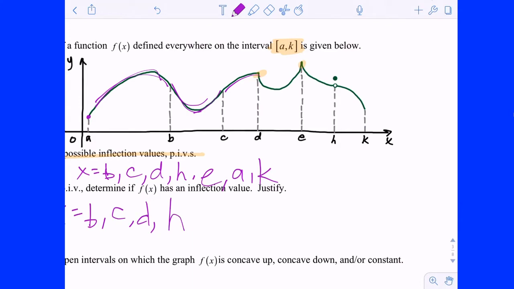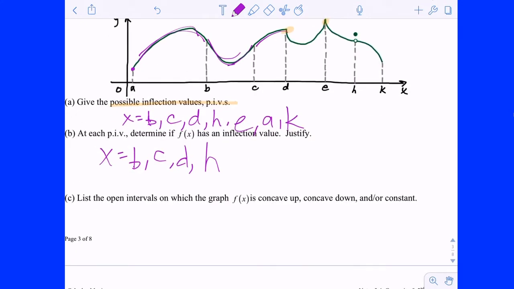Believe it or not, yeah. I mean, here's what has to happen, right? The function has to be defined there. It is, see the dot? Immediately to the left, we have values that are lower, and immediately to the right, we have values that are lower. So it is a local maximum as well, right? But not by the first derivative test. But it also is an inflection value because immediately to the left, the second derivative is positive, or the graph is concave up, and immediately to the right, the second derivative is negative because the graph is concave down. So by definition, yes, it is in fact going to be an actual inflection value.